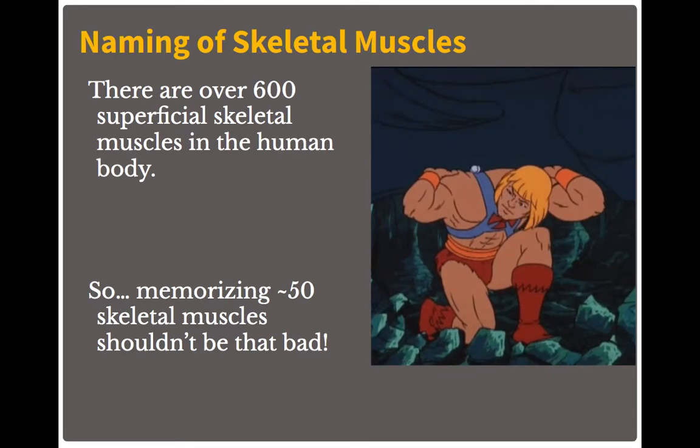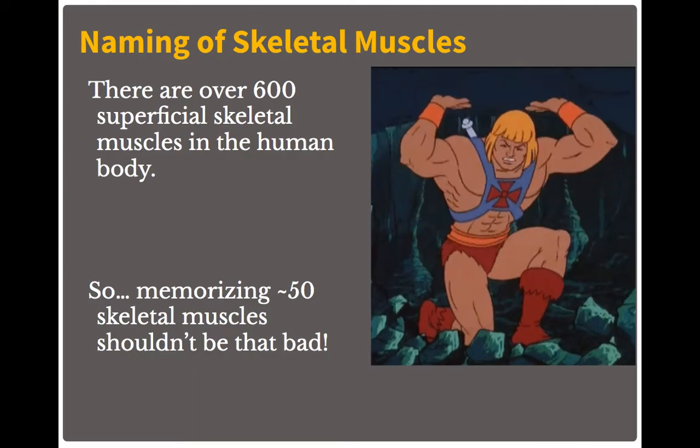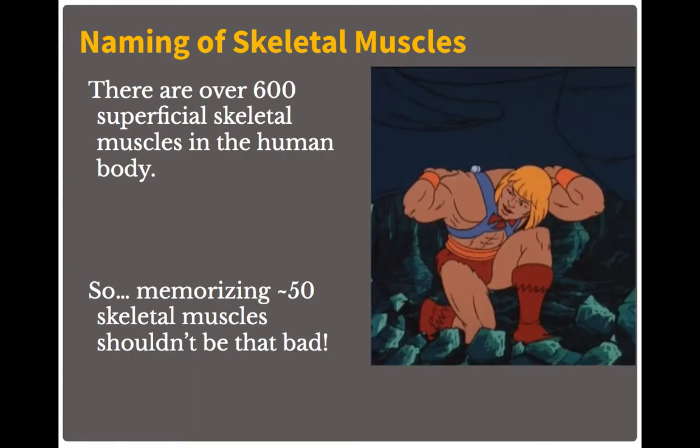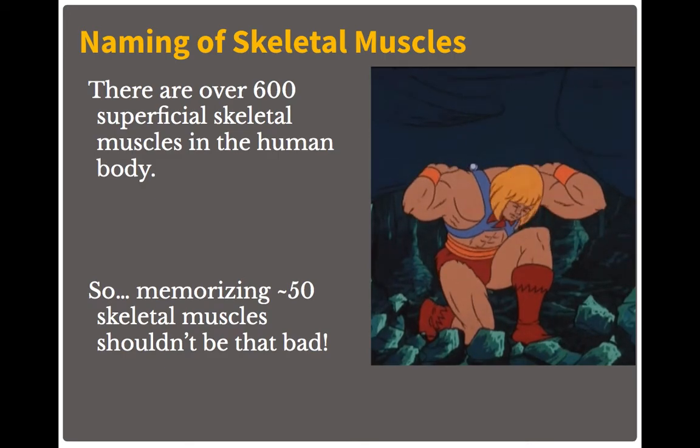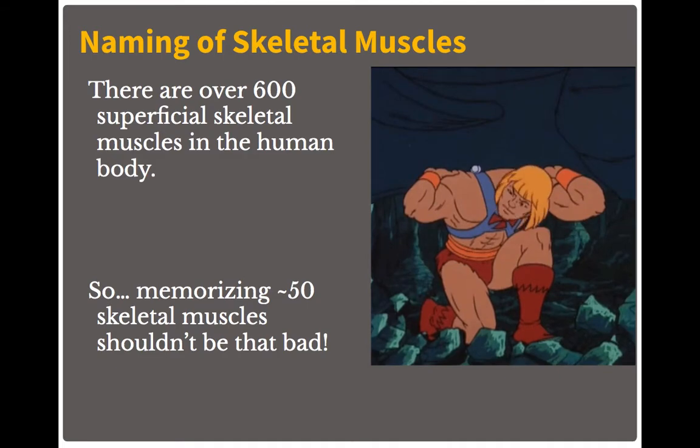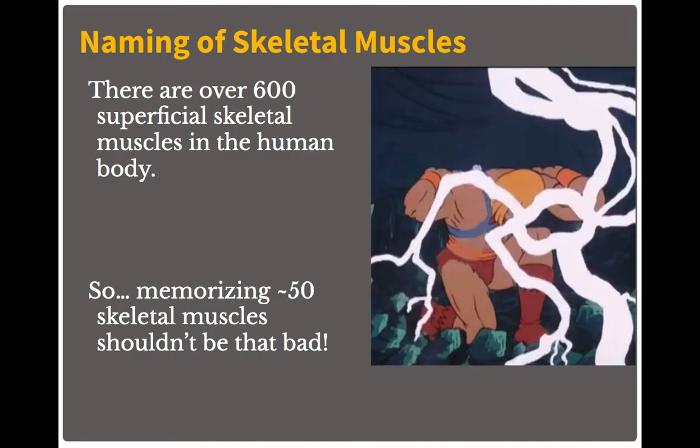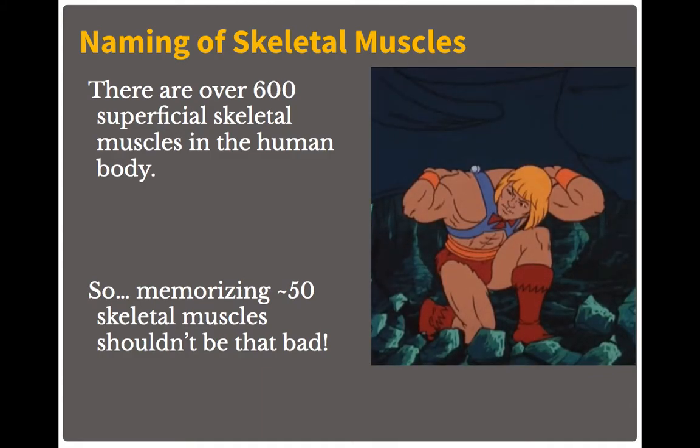So next we're going to talk about the conventions we use to name skeletal muscles. And even though there are over 600 superficial skeletal muscles in the human body, it's a really big number. So there are over 600 superficial skeletal muscles, meaning muscles that are directly observable if you remove the skin from a cadaver. But you're only going to be asked to memorize about 50 of them, so that's not that bad, right?